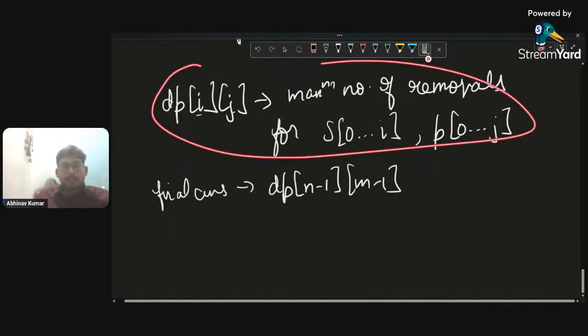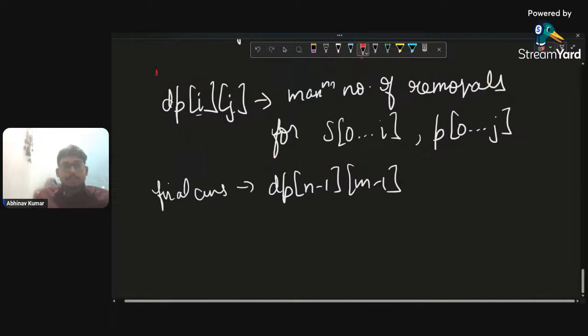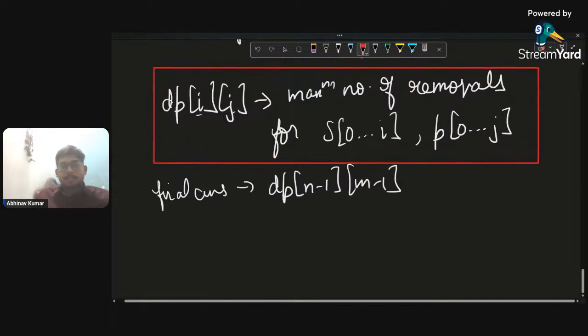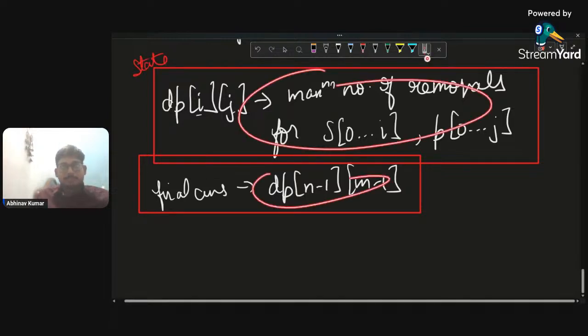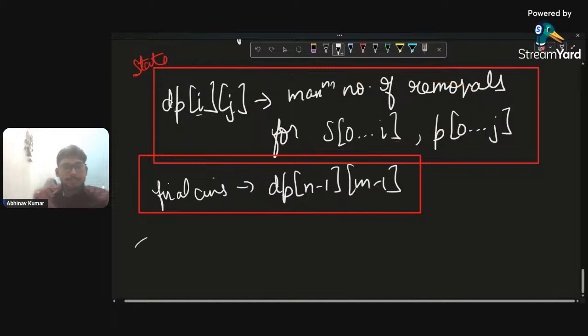I hope you understood the state. Now the main thing is, if we can write a transition for this, then only we'll take this state. If we take a DP state like this, then my final answer would be this. Now can we write a transition for this? Let's try to write the transition for this DP state.